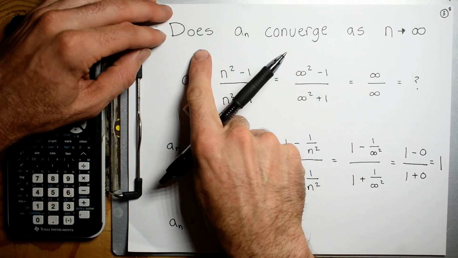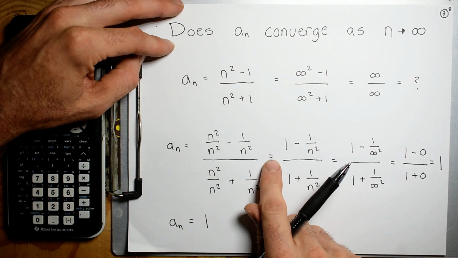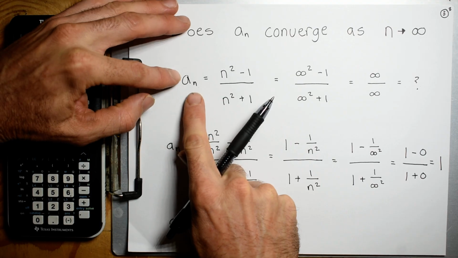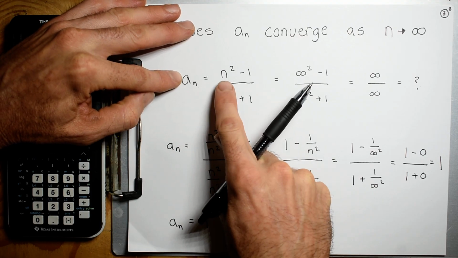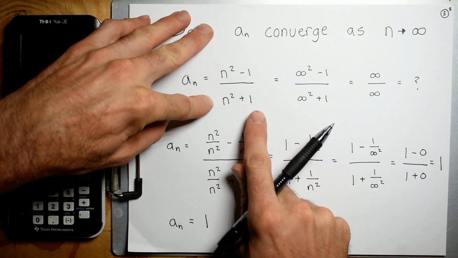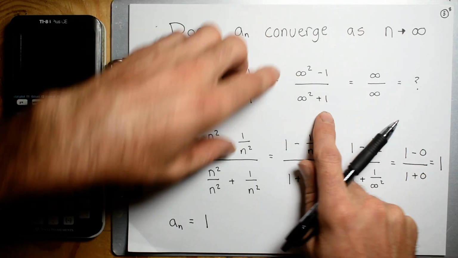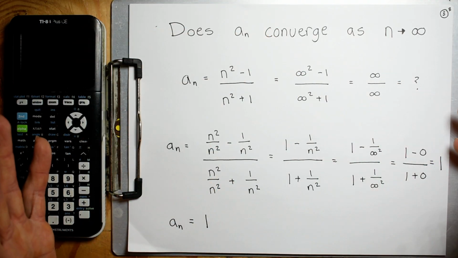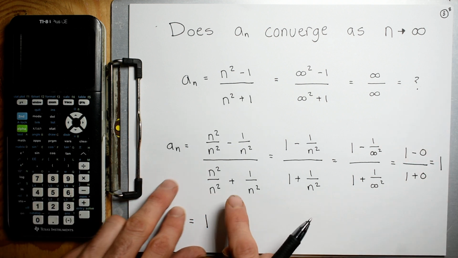So now the question is, does a_n converge as n goes to infinity? It's not quite obvious from the setup where you just have the sequence as n squared minus 1 divided by n squared plus 1. I would have infinity squared minus 1 over infinity squared plus 1, infinity divided by infinity. I don't know, is it 1 or is it something else? You know what I mean?